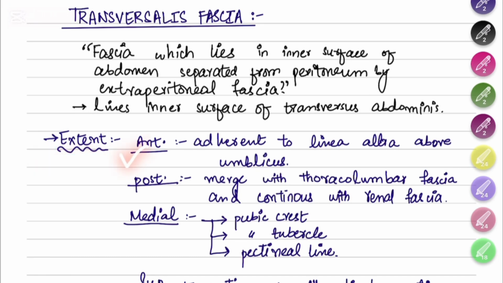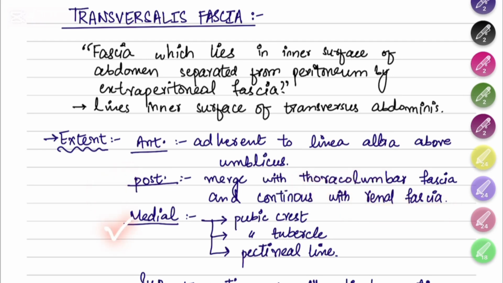Okay, extent of the transversalis fascia. Anteriorly, it is adherent to the linea alba. Linea alba is the midline, which is the fusion of the aponeuroses of all the abdominal muscles. Posteriorly, it is continuous with the thoracolumbar fascia, and laterally with the renal fascia. Renal fascia means the fascia of the kidneys.